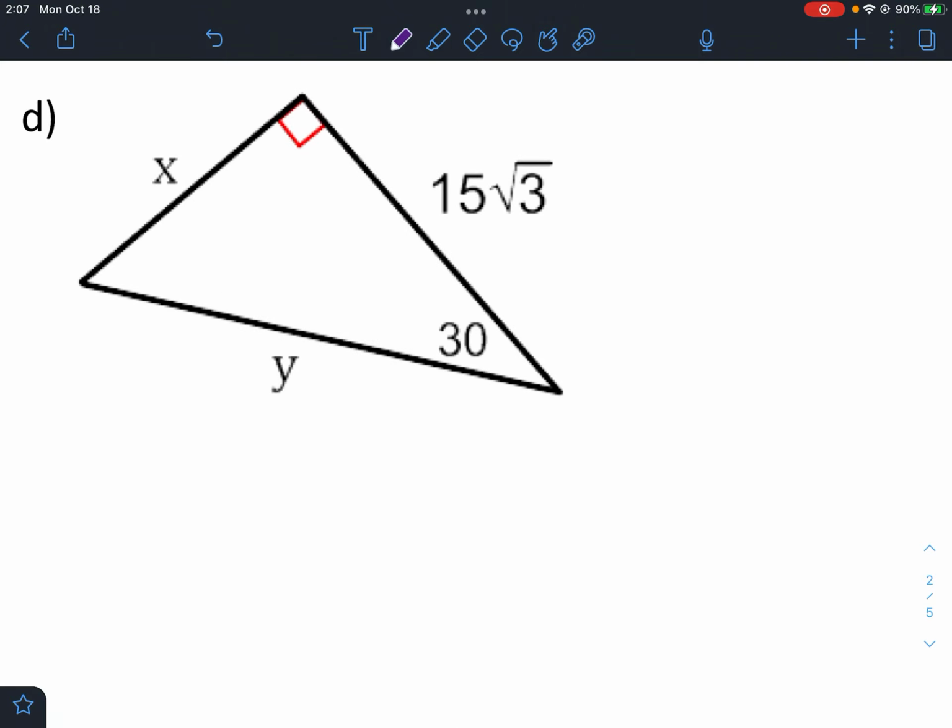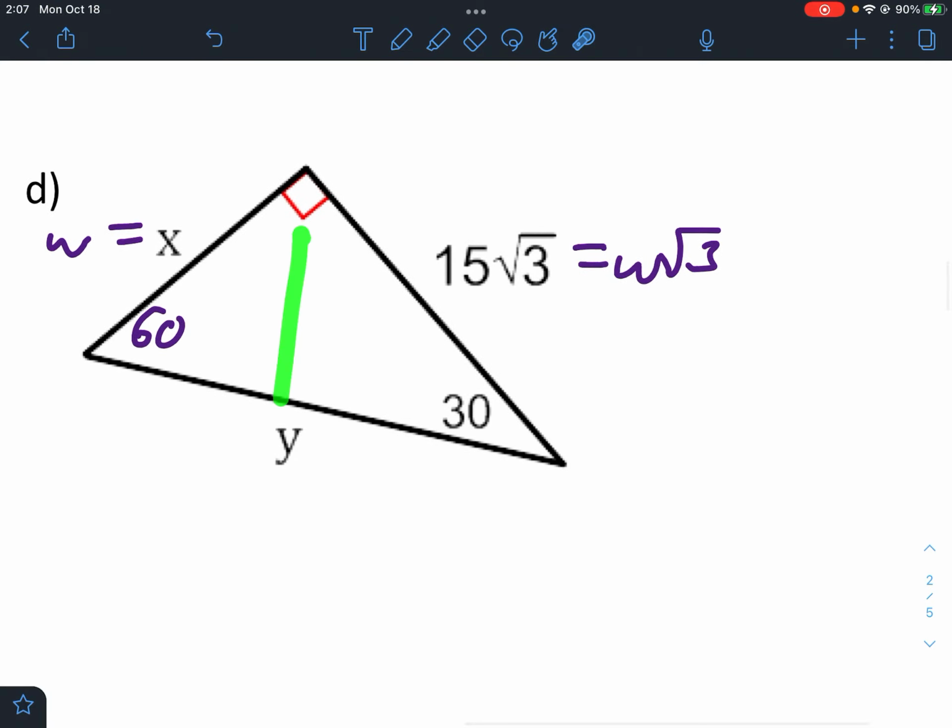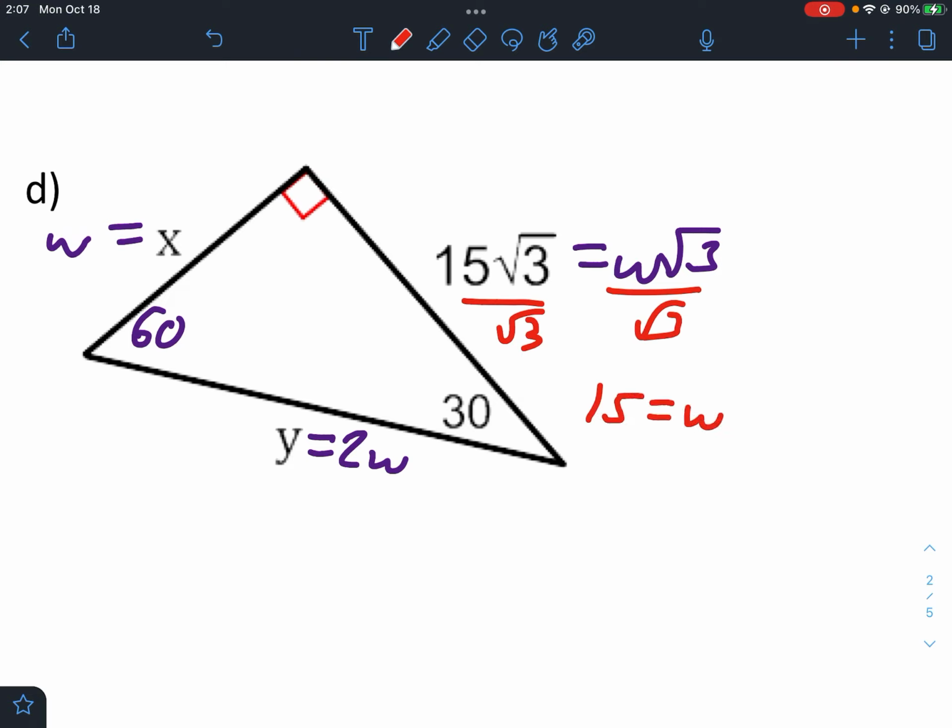And our last one here. So again, we have 30, we have 90, which means this is going to be 60. So in our initial setup here, across from 30 will be W. Across from 60 is W root 3. And across from 90, our hypotenuse, is 2W. So where's the equation to solve? Right over here. Divide both sides by root 3. And we get 15 is equal to W. Which means X is 15, and Y is 2 times 15, or 30.